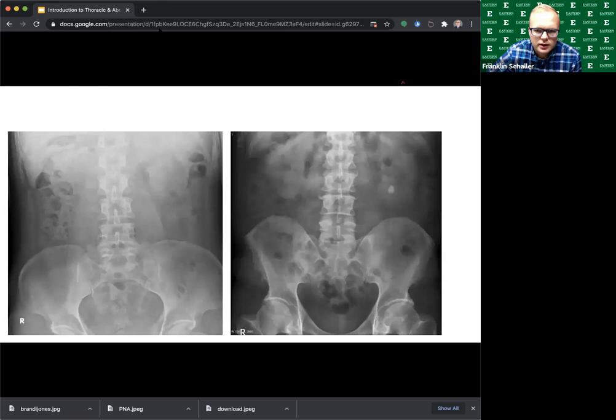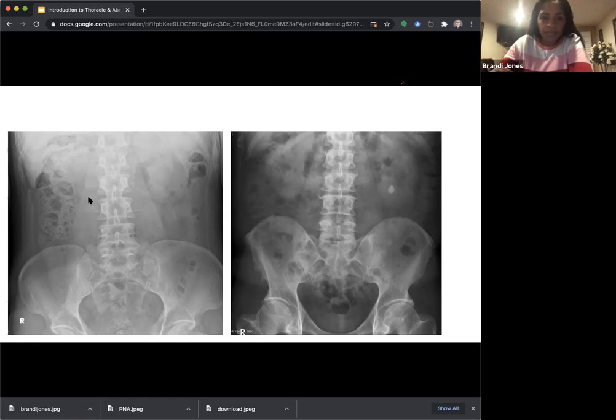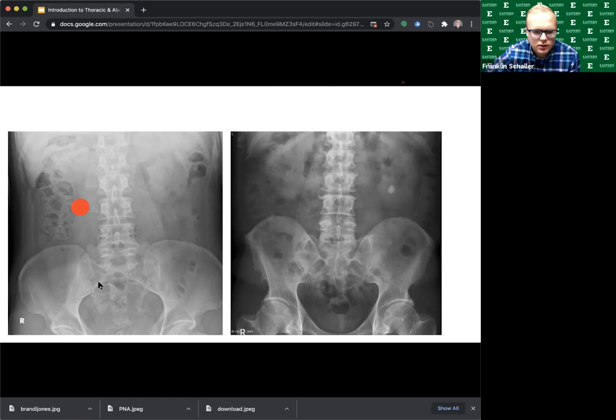Whoops. Let's try that again. It's on the right-hand side. And it looks slightly white just next to the spinous process. Do you guys see that little area? It's small, but it's definitely there. Look just to the right of that red circle. Do you see it?